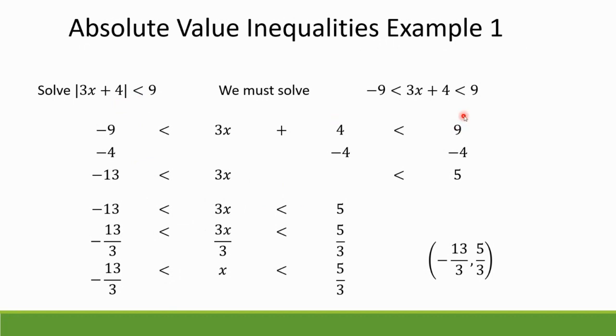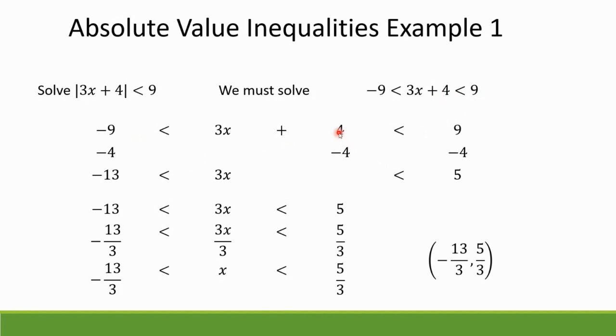So we must solve this compound inequality. From an inequality here, we get 2 inequalities to solve. From here, we get this. From here, we get this. We have -9 less than 3x plus 4 less than 9, as you can see. So we have this compound inequality, 2 inequalities at once we need to solve. And again, you get x all alone in the middle.